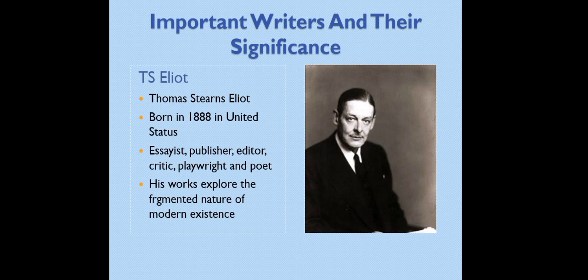Now there are certain important modernist writers. The first and topmost among them is T.S. Eliot. His full name is Thomas Stearns Eliot. He is one of the prominent figures of modernism. He was born in 1888 in the United States of America. Later he moved to England, where he spent most of his life.